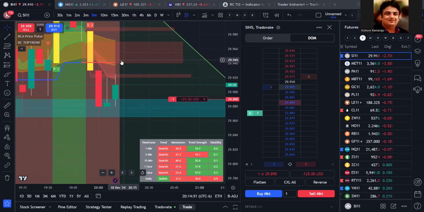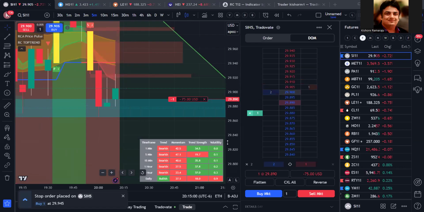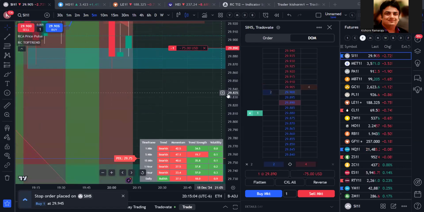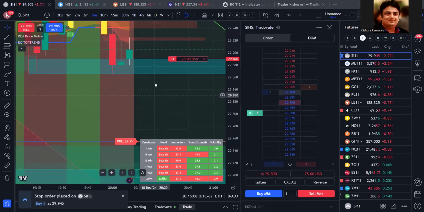We can have a stop loss somewhere above this red line, and then we can have a target. If it breaks this, it can easily make some $300-400 profit.